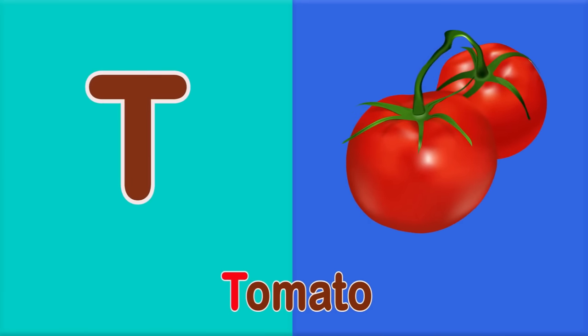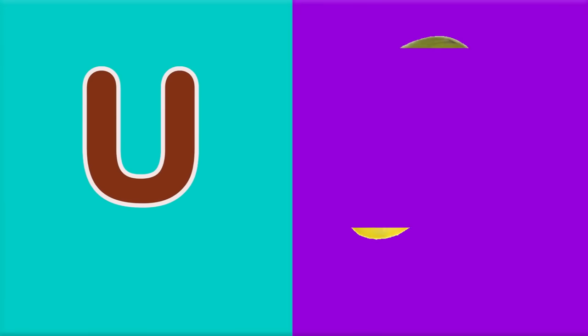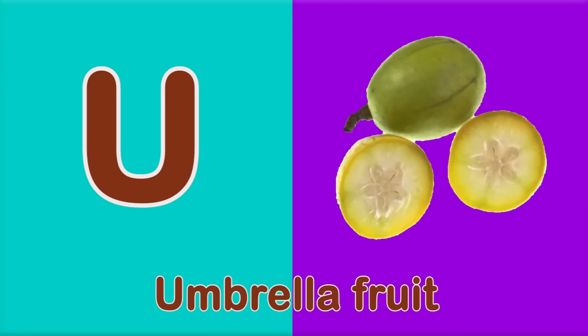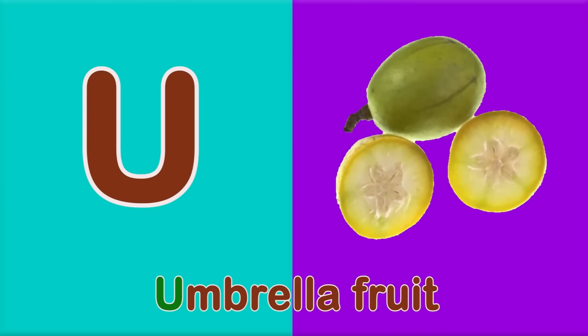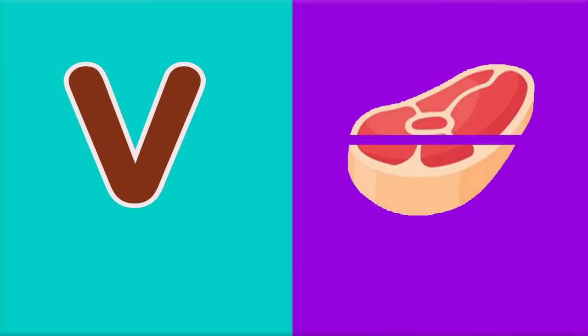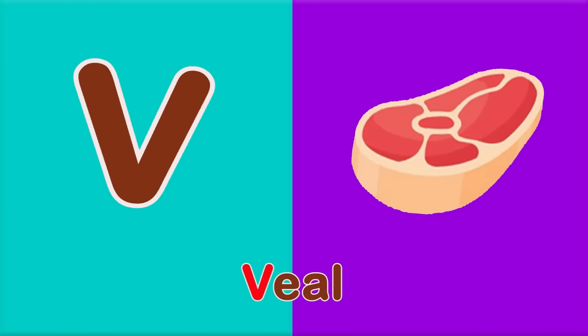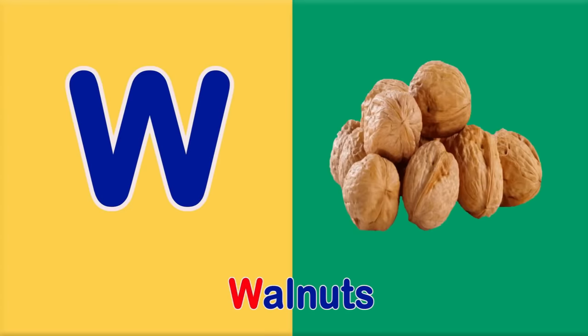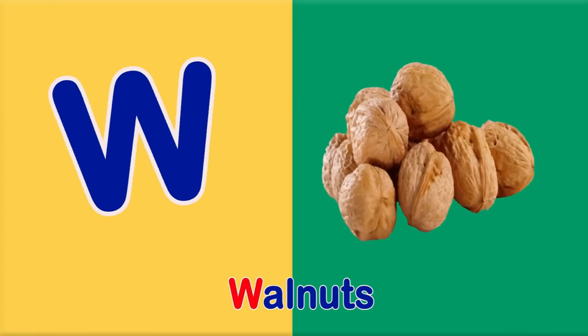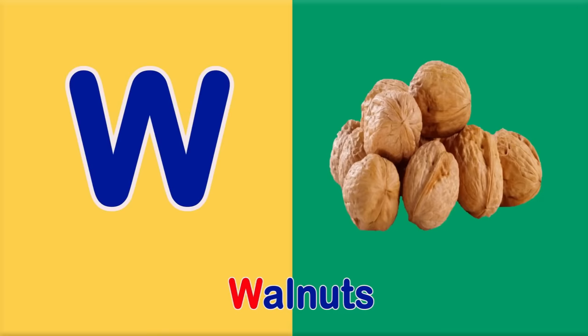Tomato. U is for umbrella fruit. Umbrella fruit. U, umbrella fruit. V is for wheel. Wheel. W is for walnut. Walnut. W, walnut.